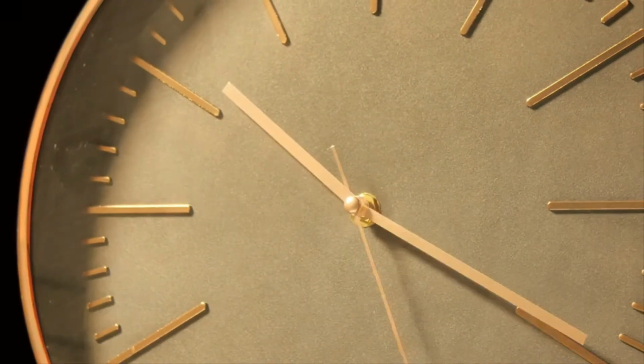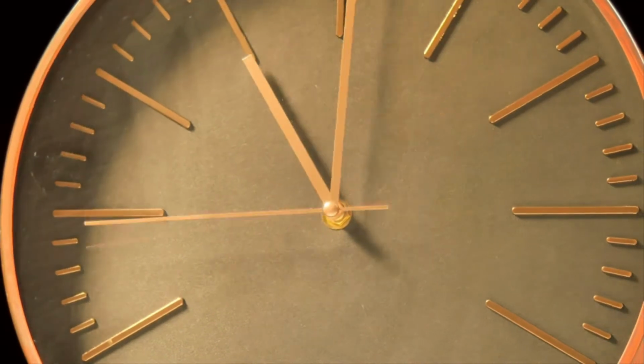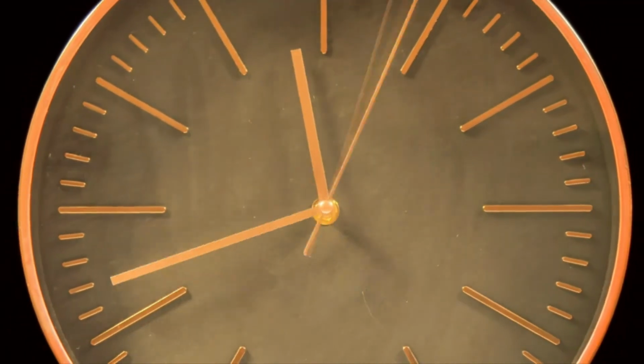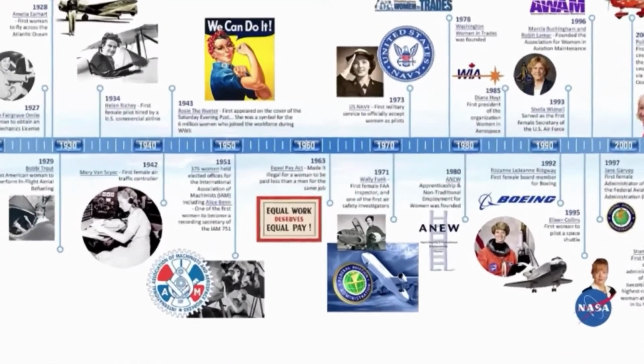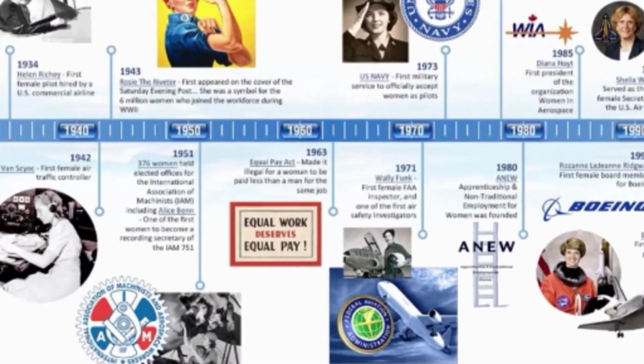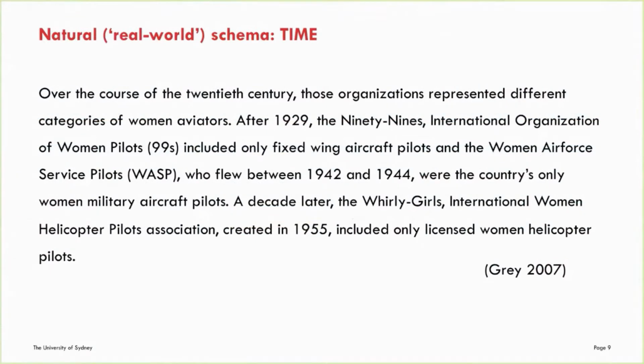Another important natural schema, time, gives a chronological overview of events or the development of ideas. This picture shows a timeline of women in aviation. If an author was interested in writing about events over time, their diagram might look like a simplified version of this one. This excerpt is from the same thesis as the last text. In this section, the writer is drawing our attention to the development of organizations for women pilots throughout the 20th century. Hit the space bar now to pause the video.